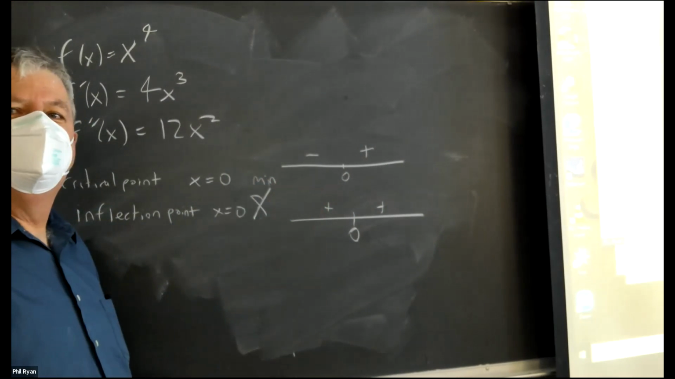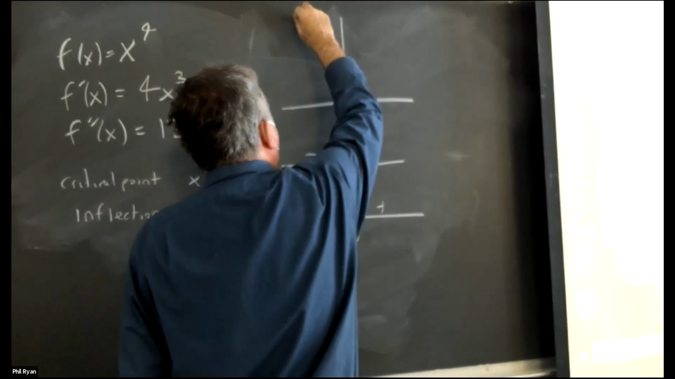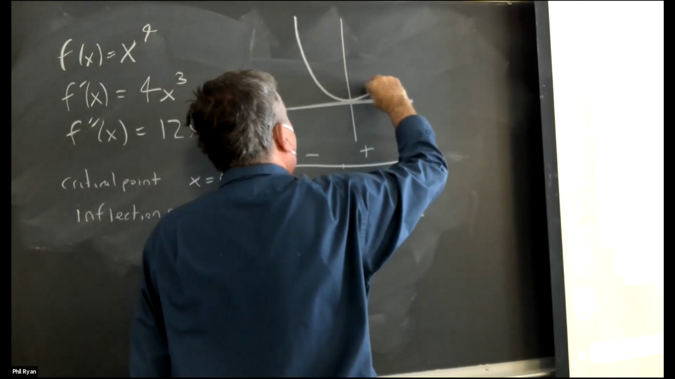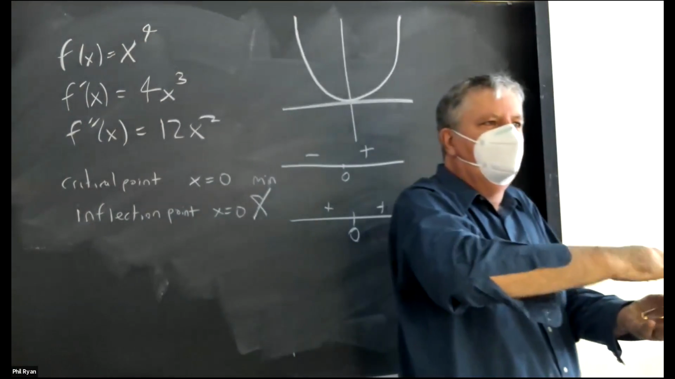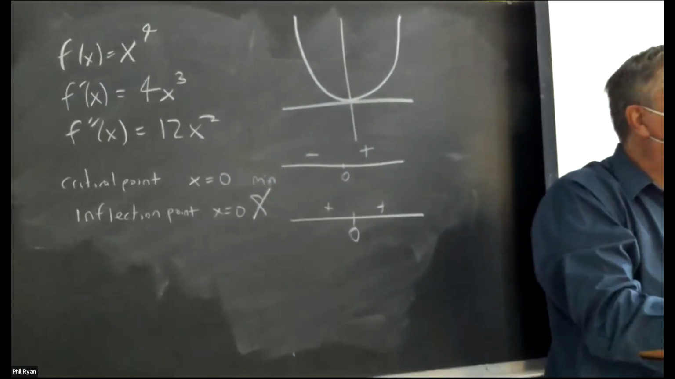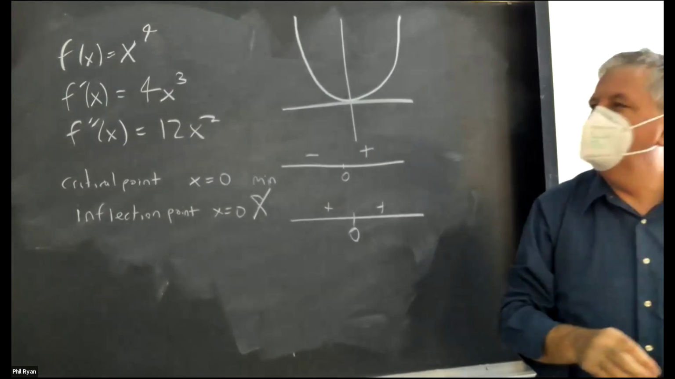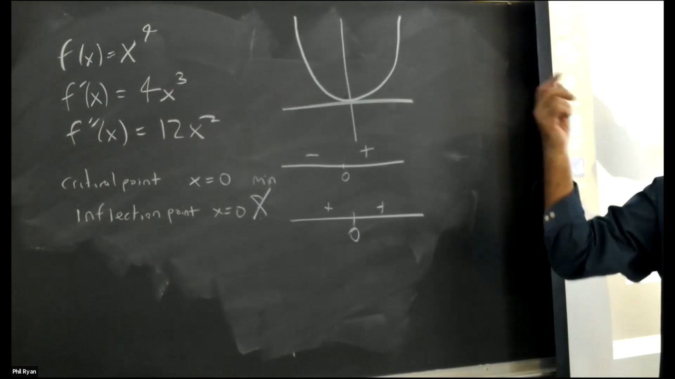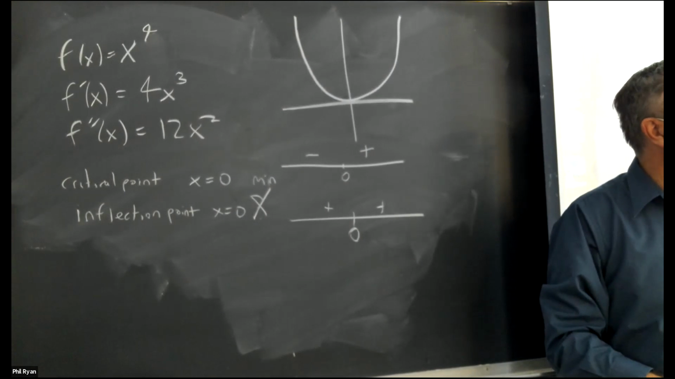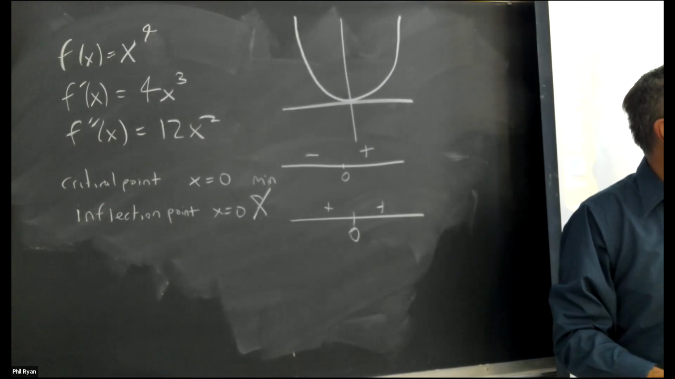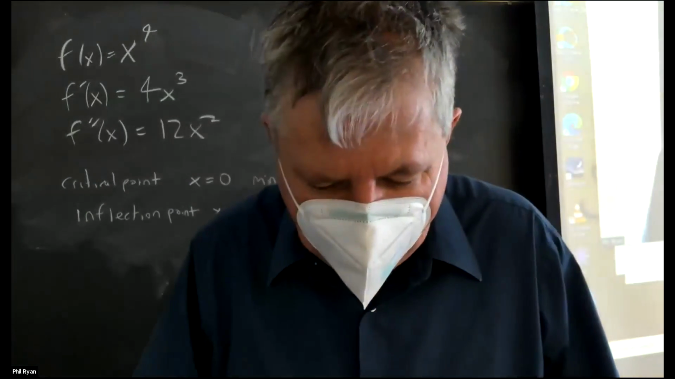It's just a minimum. And in fact, we know what x to the 4th looks like. It kind of looks like a parabola, except it's flatter at the origin. Okay. So that one, I would call an easy one. Let's do something a little harder.